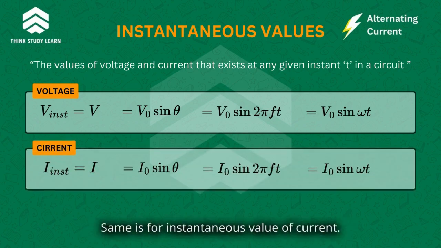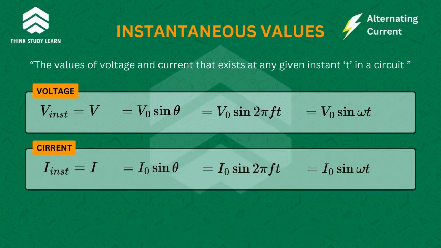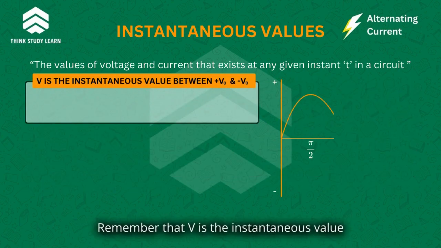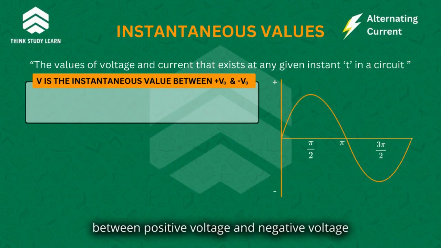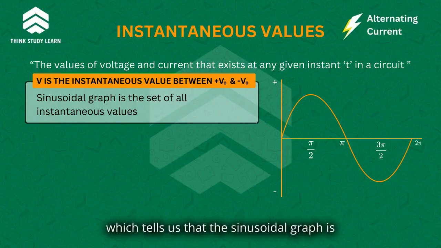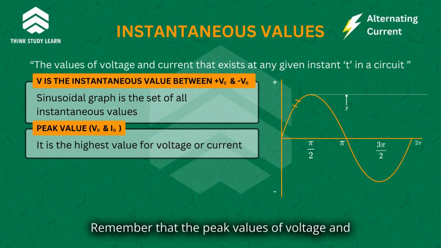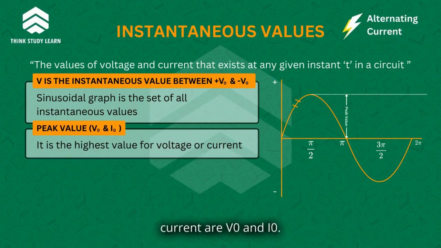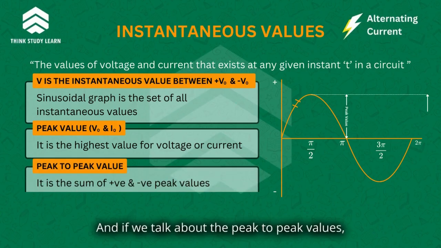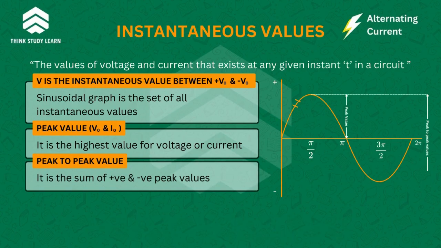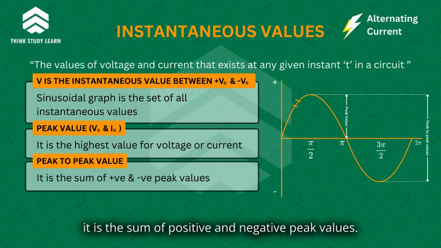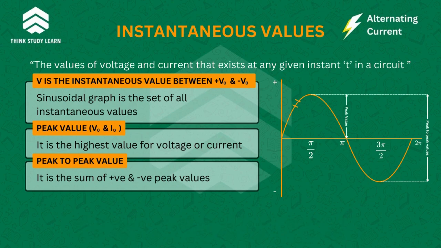Same is for the instantaneous value of current. Remember that V is the instantaneous value between positive voltage and negative voltage, which tells us that the sinusoidal graph is a set of all instantaneous values. Remember that the peak values of voltage and current are V naught and I naught. And if we talk about the peak to peak values, it is the sum of positive and negative peak values.